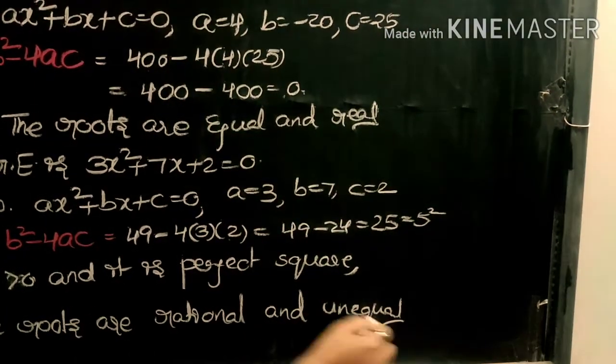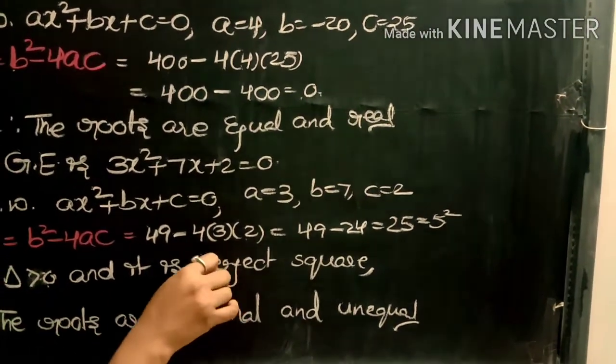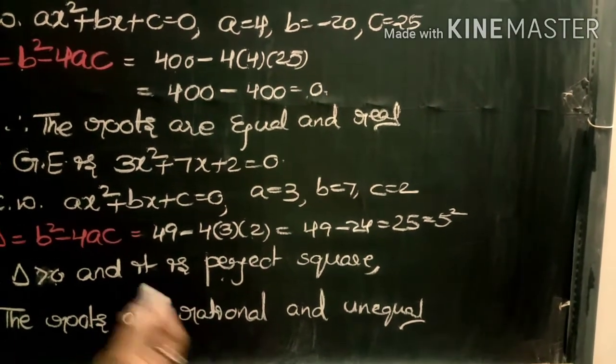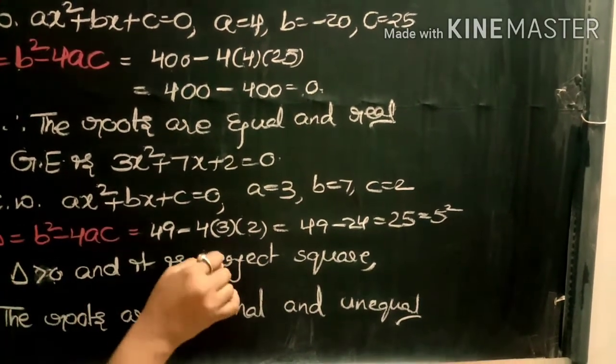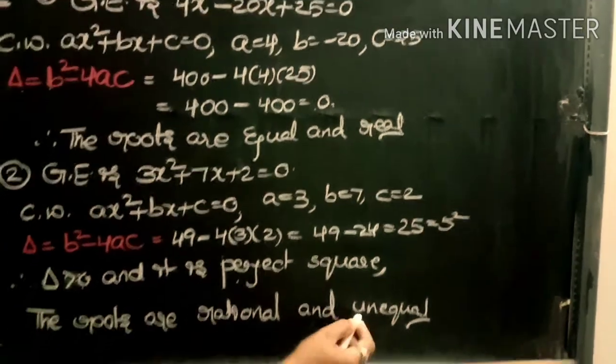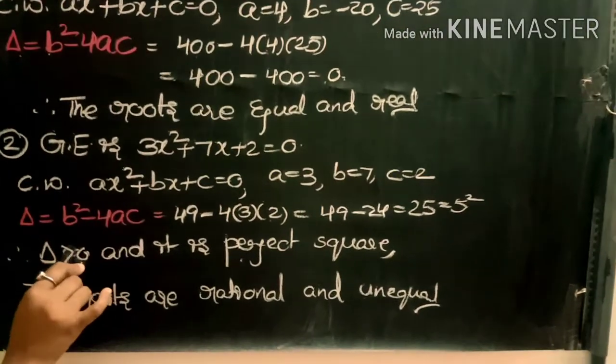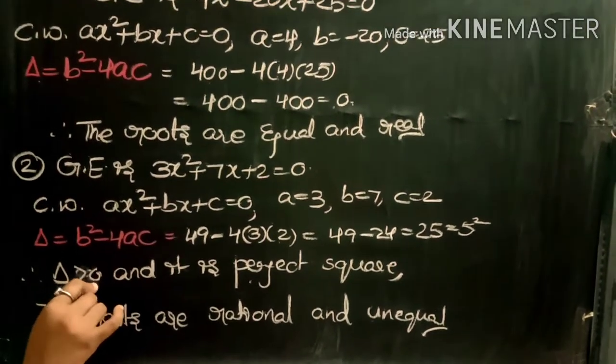That's all. If delta is greater than 0 and it is not a perfect square, then the roots are conjugate surds. But here delta is greater than 0 and it is a perfect square. So the roots are rational and unequal. If suppose you get the value of delta less than 0, then the roots are complex conjugates.